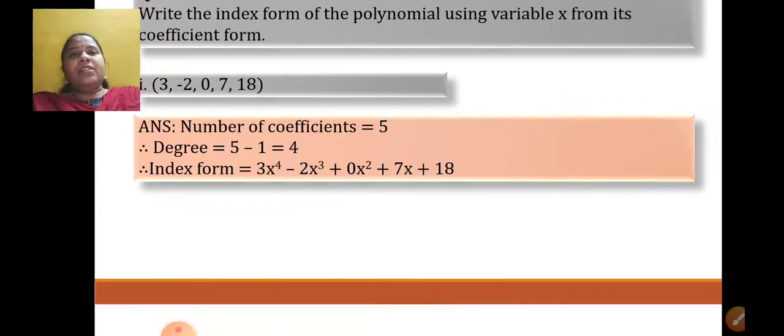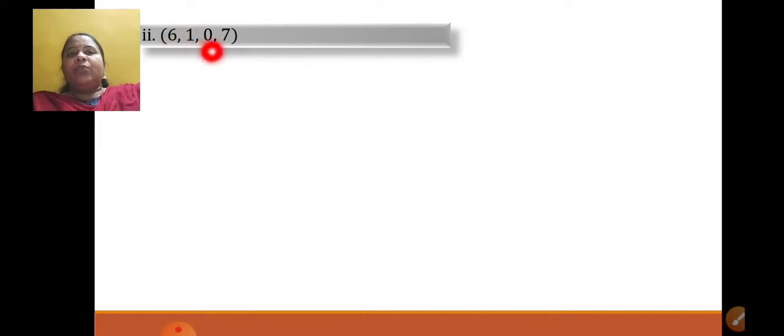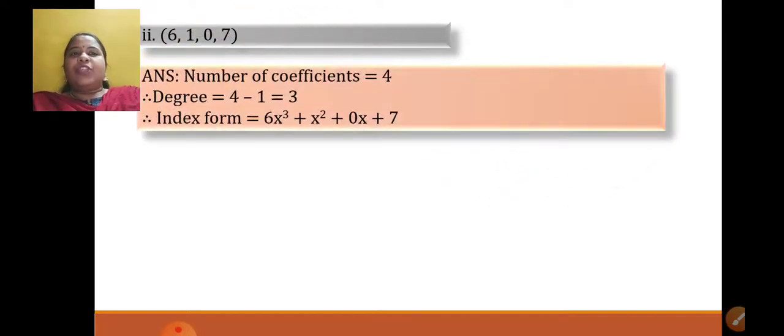On the same lines, I would like you to try the second question on your own and then check your answer. Okay, see how many terms are there? 1, 2, 3 and 4. So what should be the degree? 3. Correct? So degree should be 3. Number of coefficients are 4. So degree is 3 and start with this. So it will be 6x cube plus 1x square. Even if you don't write that 1, it is understood. Plus 0x and plus 7. Okay. So final answer can be written as 6x cube plus x square plus 7.